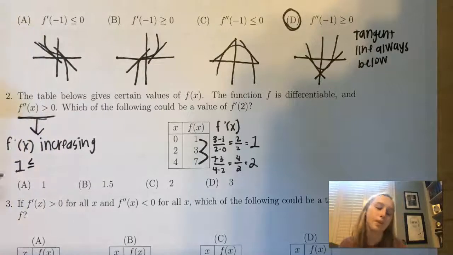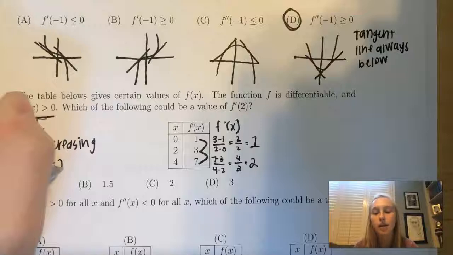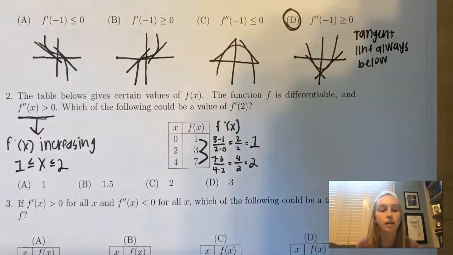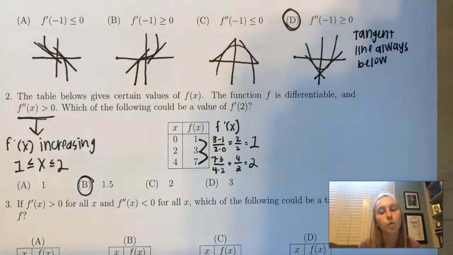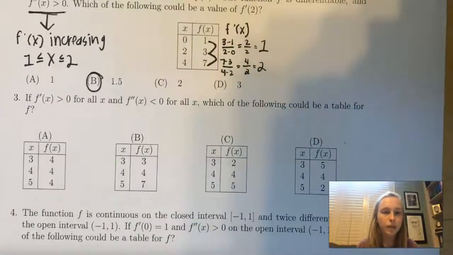Oh, and this is just me explaining it more. So because we know f double prime is positive, we know that f prime is constantly increasing. So we know that the number has to be between 1 and 2. It can't go from 1, jump up to 3, and back to 2, because we know that f prime is always increasing. Sorry, I skipped through that. But just a little recap.